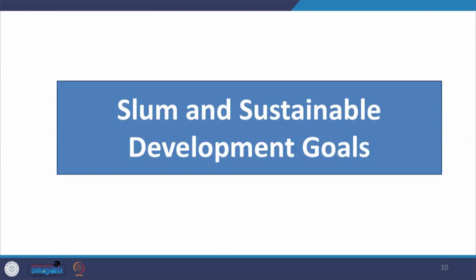To start with, let us revisit our initial lecture on urbanization and sustainable development, and also the lecture where we talked about sustainable development goals. We have discussed the urbanization trends in our previous lectures. One of the products of urbanization and lapses in planning and governance is slum.